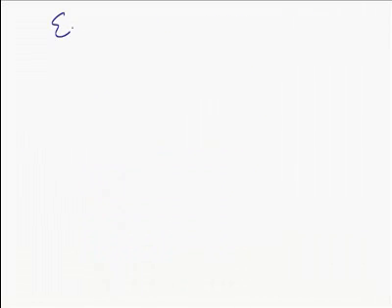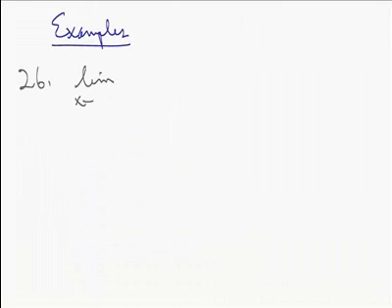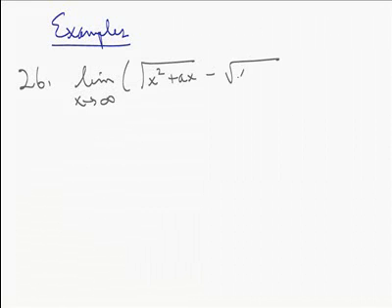Okay, let's go ahead and take a look at a few more examples out of your section that may help you with your homework. And let's take a look at number 26. 26 is kind of interesting. We have the limit as x heads off to infinity of the square root of x squared plus ax minus the square root of x squared plus bx. So x is heading off to infinity here, a limit going towards infinity.